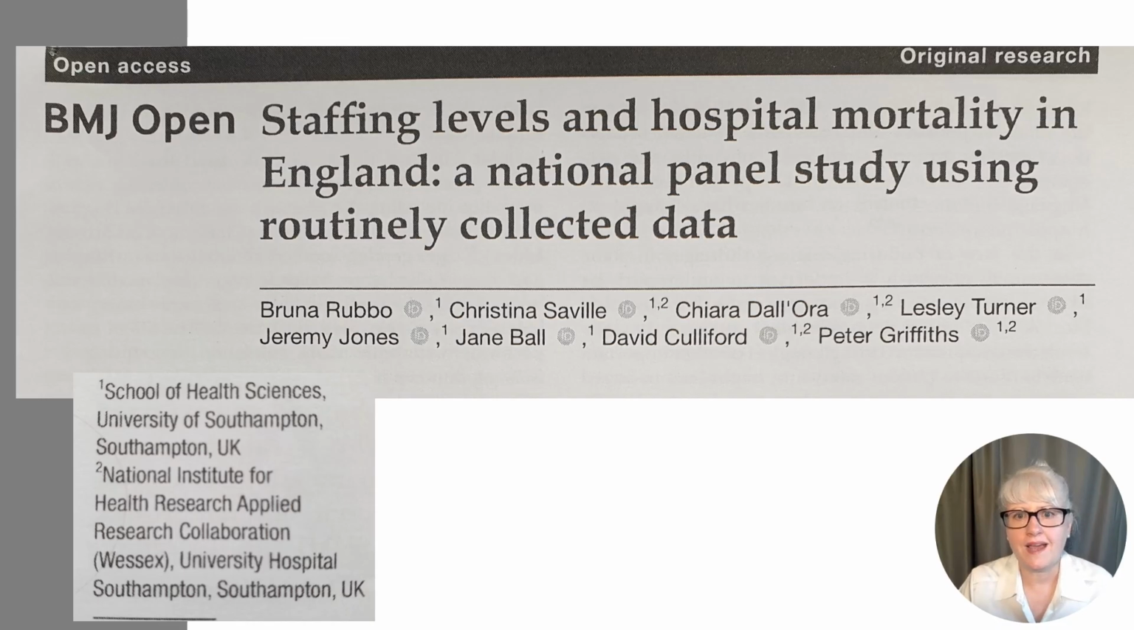If we look at the open access paper by Rubo et al., 2023, entitled Staffing Levels and Hospital Mortality in England: a National Panel Study Using Routinely Collected Data, from the title we can see that quantitative numerical data is being collected, because it relates to staffing levels and mortality rates, which reflect numbers, and the study aligns to the quantitative research approach. We also know that BMJ Open is a world-renowned and reputable peer-reviewed journal found in library healthcare databases.